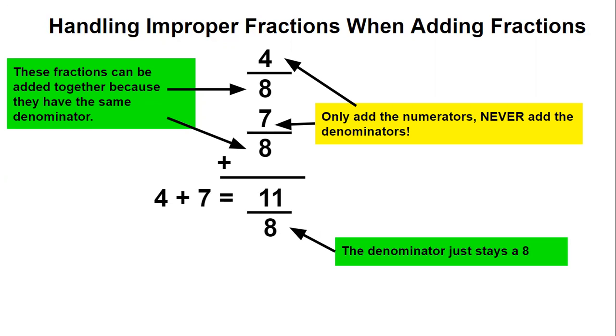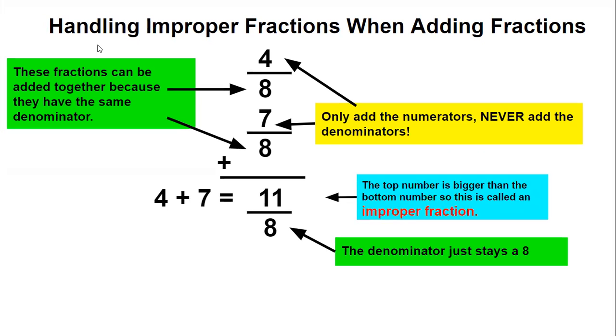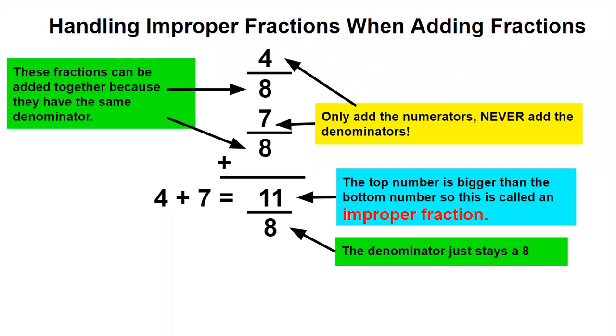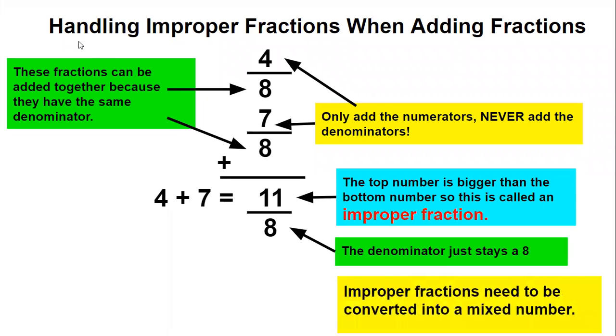Now notice that my top number here is bigger than my bottom number. How can I cut a pizza into 8 pieces and eat 11 pieces? Something has to be fixed, right? We can't leave it. That's called an improper fraction. It's not proper. So what do we have to do? The top number is bigger than the bottom number, so it's an improper fraction. Improper fractions need to be converted into a mixed number.